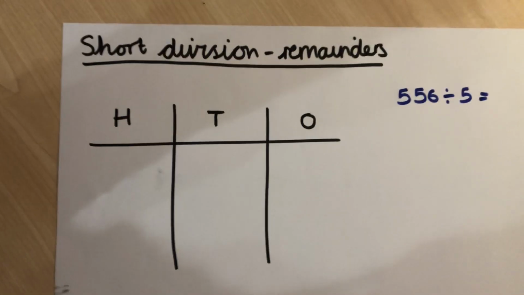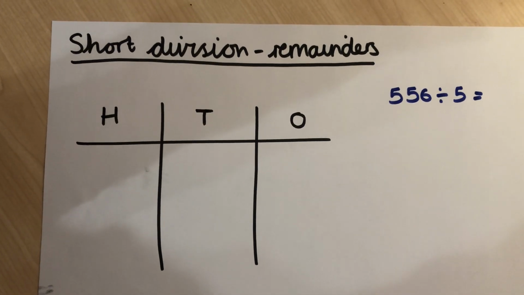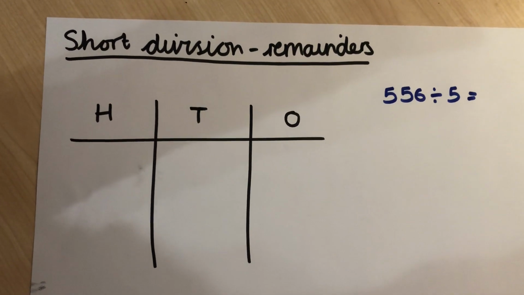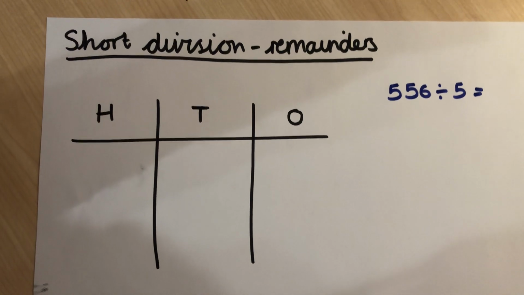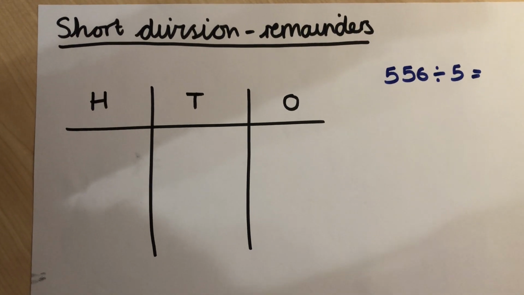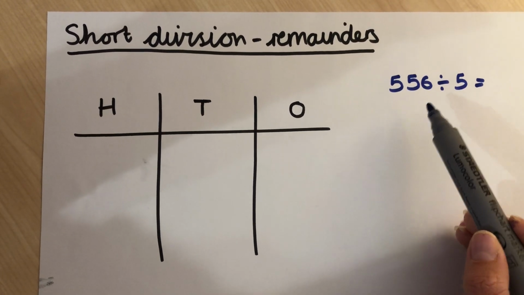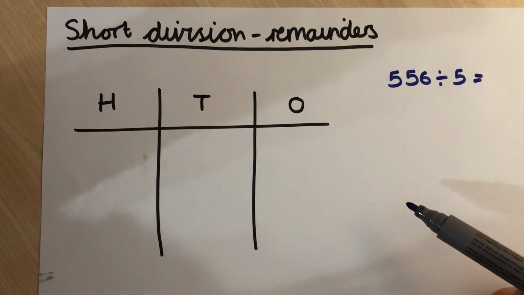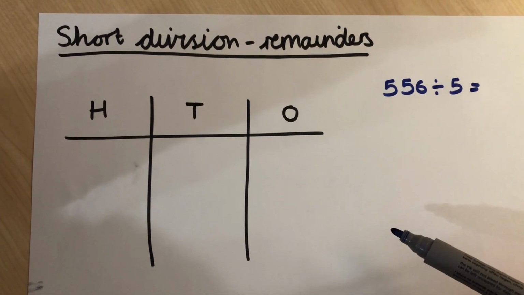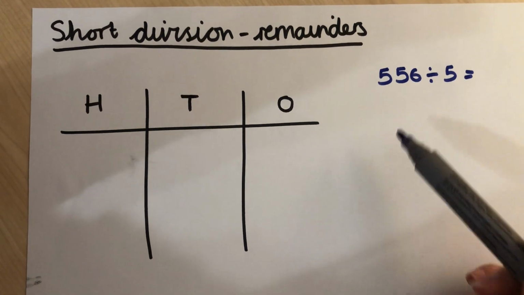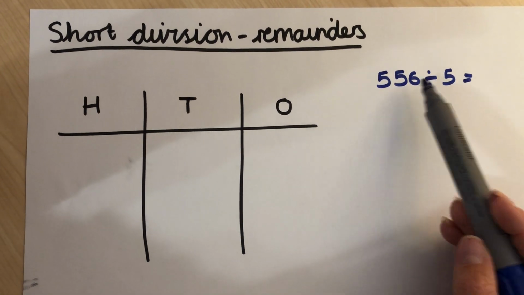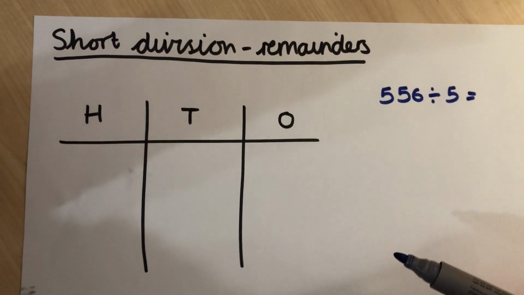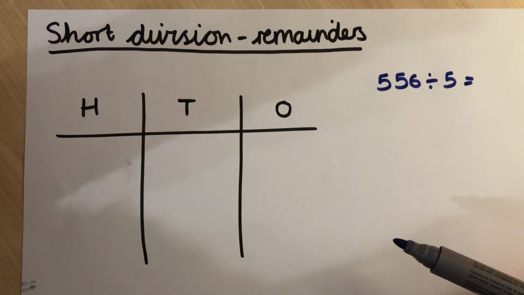So I'm just going to do a quick video on how to use short division when remainders might be involved, which you will meet as you work through the school, so in the upper years. So you can see I've got my number 556 and I'm going to divide it by 5. Hopefully children will have already spotted that because we are dividing by 5 and the number ends in a 6, it is not going to be possible and we are going to have something left over.